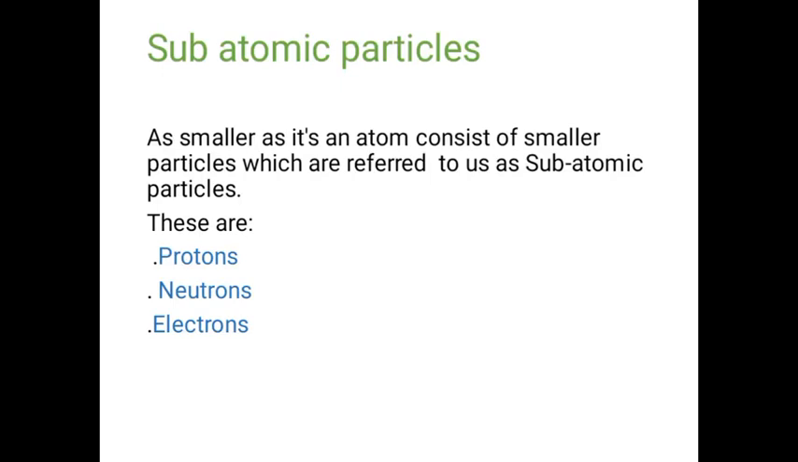Now, as small as it is, an atom consists of smaller particles which are referred to as subatomic particles. And these subatomic particles are protons, neutrons, and electrons. As I have told you, these subatomic particles are seen when magnified under the lens of the microscope.